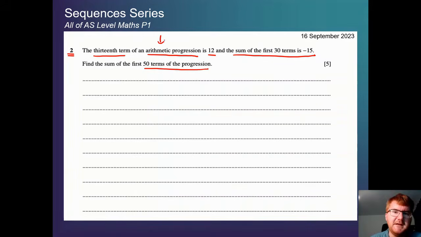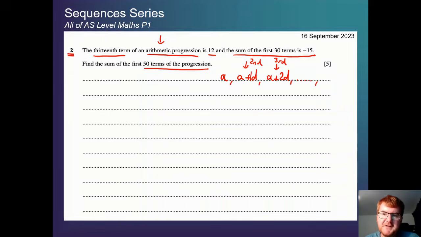So first of all, it is arithmetic. If we wrote out a standard arithmetic progression, we'd have a, a plus d, a plus 2d, dot, dot, dot. Now notice here that a plus 1d is the second term, a plus 2d is the third term. Therefore, if we want the 13th term, this number here is always one more than this term. So we're actually looking for a plus 12d here. Notice the pattern here. If I did the 4th term, this would be a plus 3d. This is why the 13th term is equal to a plus 12d.